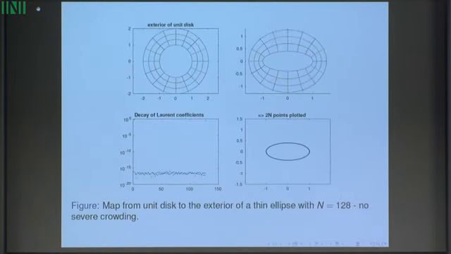There's an exterior case, exterior of the disk to the exterior of an ellipse, which is just the Joukowsky map. So, yeah, I guess you can see here, most of the coefficients are 0. There's z plus alpha times 1 over z. So there are two non-zero guys there.